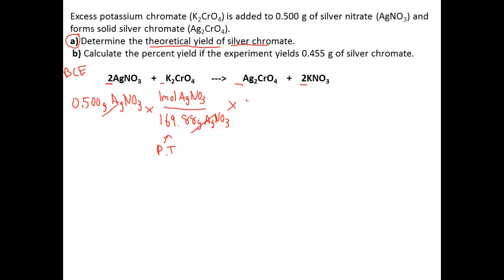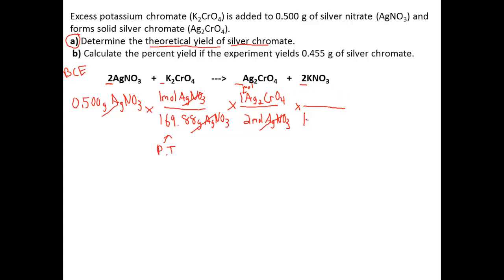Our next step is we need to do our mole to mole ratio. So 2 moles of silver nitrate to 1 mole of silver chromate. Moles cancel moles. Oops, 2 moles, 1 mole of silver chromate. And at this point, we want to get back to mass.